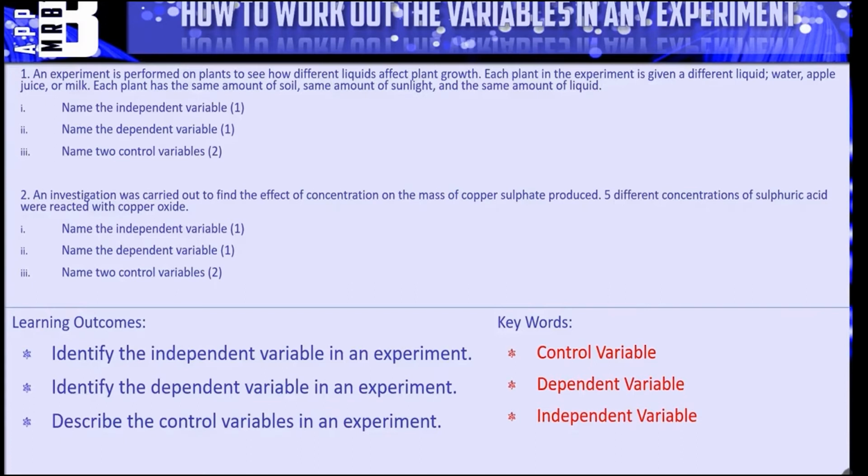And then question 2, an investigation was carried out to find the effect of concentration on the mass of copper sulfate produced. 5 different concentrations of sulfuric acid were reacted with copper oxide. So again, you may never have seen this experiment before, but you should be able to now work out the independent variable. What is it we've changed? The dependent variable, what is it we've measured? And the control variables, what is it we've kept the same? Pause the video, have a go at both questions, and we'll see how you've done in a minute.